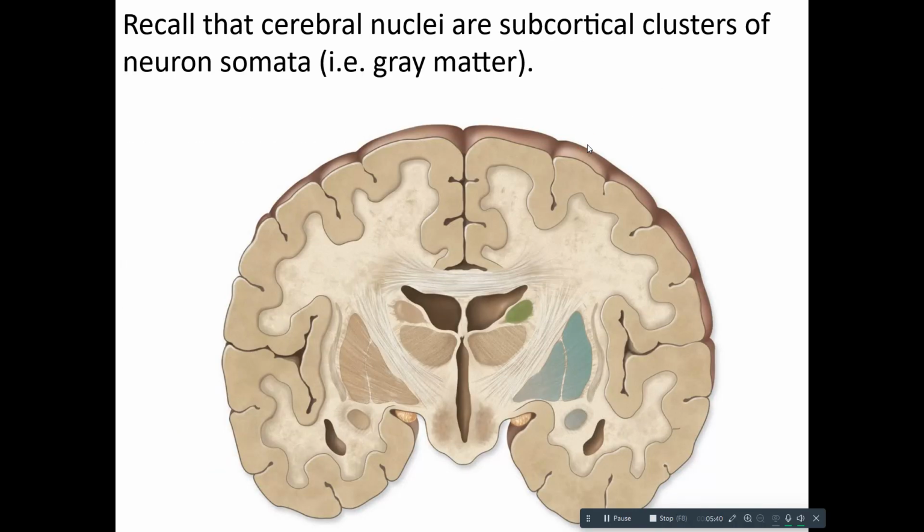And with that, we are now done with our discussion of the separate lobes. I want to talk still a little bit about the cerebrum because we've got cerebral nuclei. So we're going to have, here we are, some cerebral nuclei. Subcortical, so deep to the cortex, clusters of somata, in other words, gray matter.